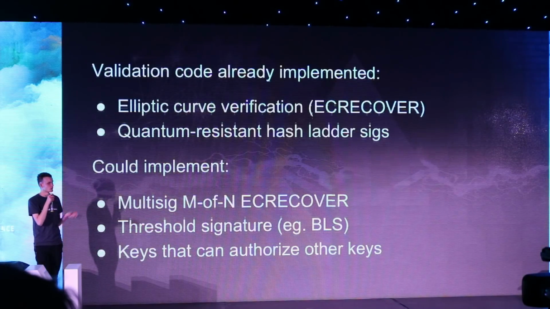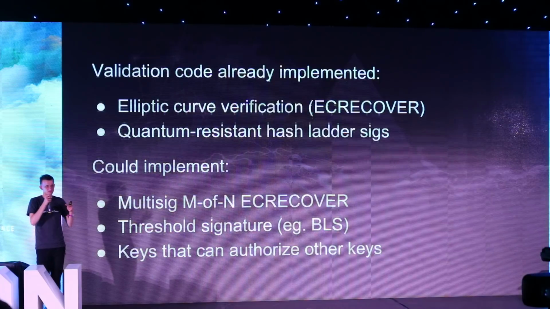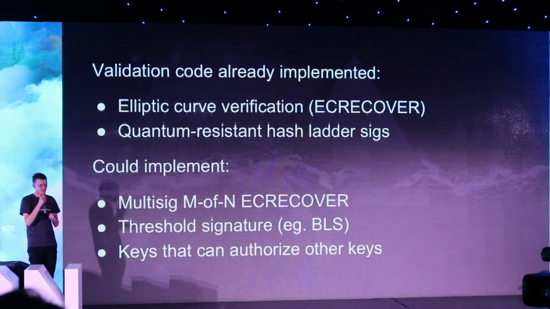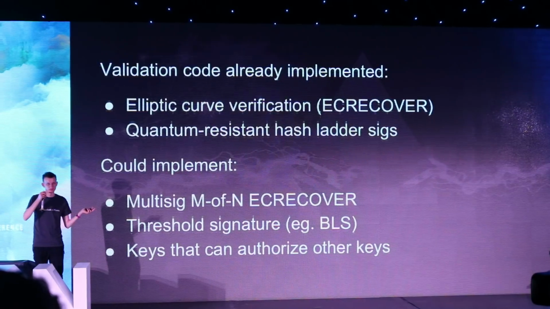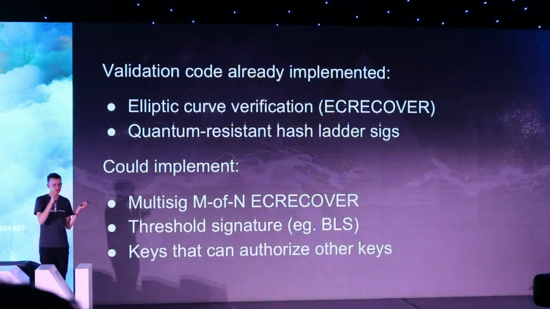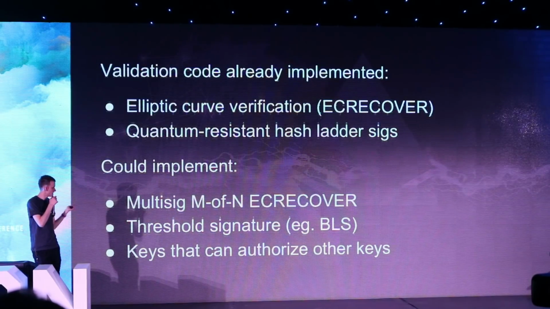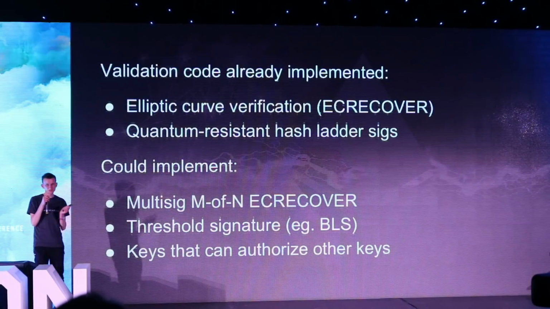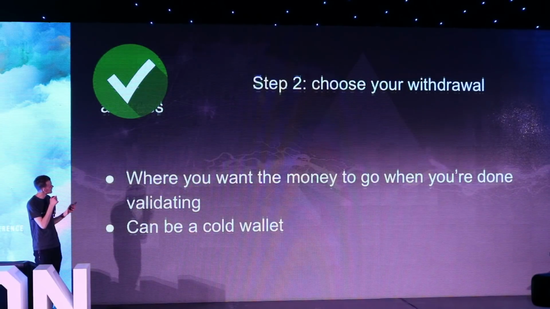You could even do multi-sig MFNEC recover. So you could specify 5 elliptic curve public keys, and the validation code could check that you have signatures for any 3 of them. And now you can stake with a 3 out of 5 system. Threshold signatures, BLS threshold signatures. This lets you do bigger multi-sigs, possibly 50 out of 100, 500 out of 1,000. Keys that can authorize other keys, this could be useful. So you have a lot of freedom in how you choose your validation code.